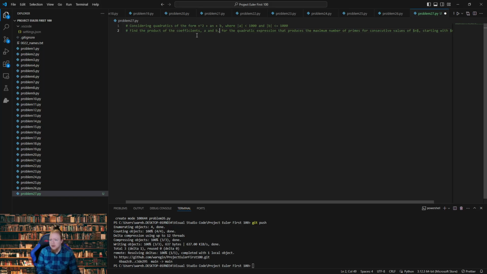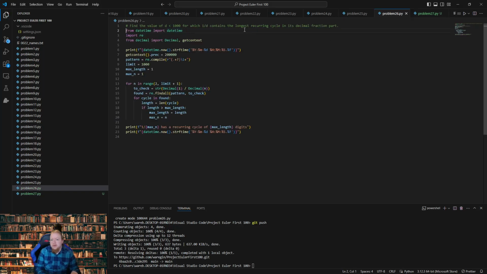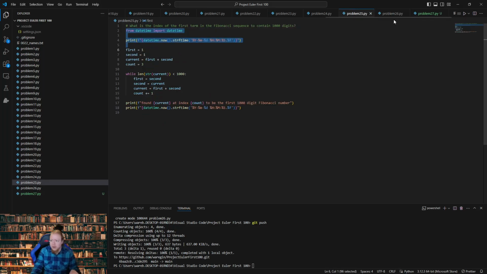Okay, so find the product of the coefficients a and b for the quadratic expression that produces the maximum number of primes of consecutive values of n, starting with n equals 0. Okay, so first things first, as usual, we're going to go ahead and do Yoink.